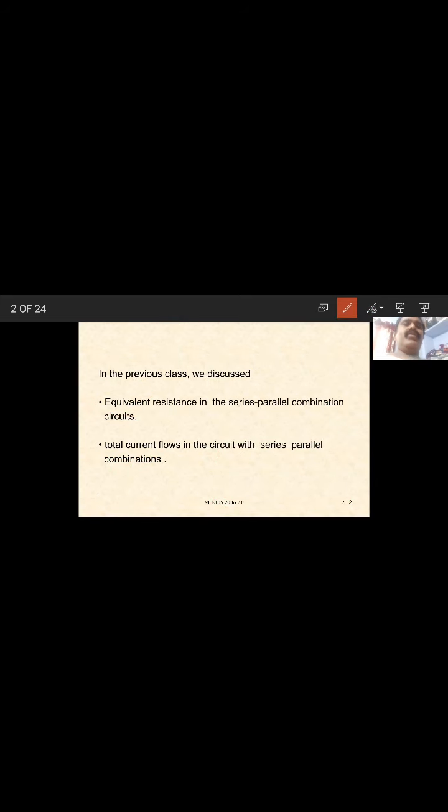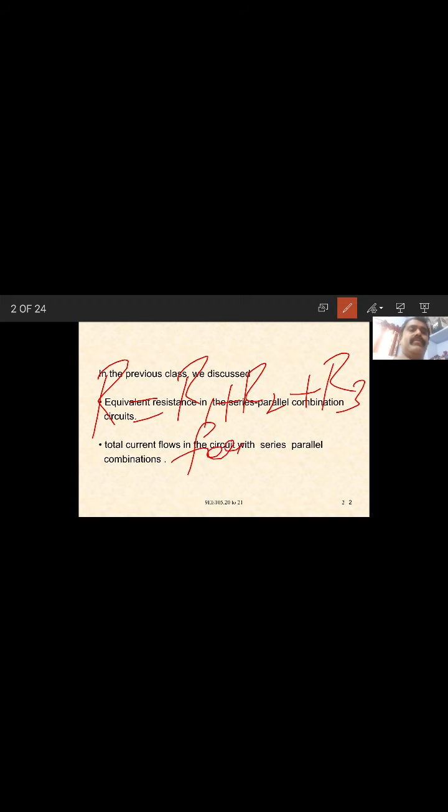According to Ohm's law, we know that I is equal to V by R, and R is equal to V by I. So we can derive that the total resistance in a series circuit is R equal to R1 plus R2 plus R3.